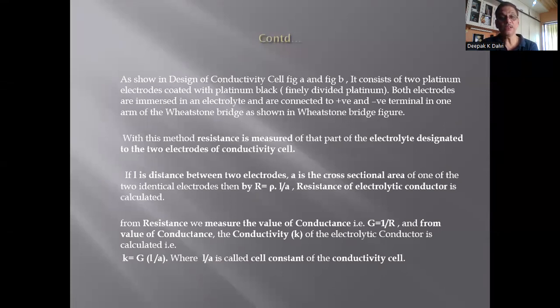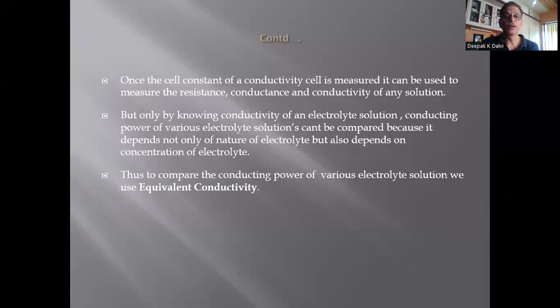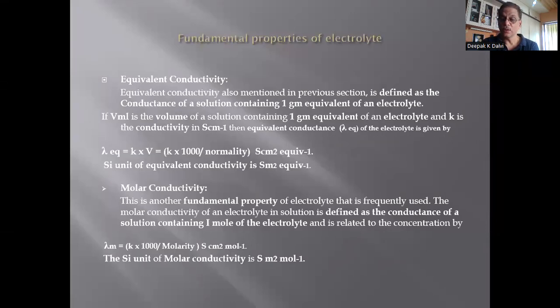So what is this thing? As shown in the design of the conductivity cell figure, it consists of two platinum electrodes. So what are those conductivities? They are equivalent conductivity and molar conductivity, which we need to know the power of the electrolyte. Equivalent conductivity, which is also mentioned in the previous section, is defined as the conductance of a solution containing 1 gram equivalent of an electrolyte.